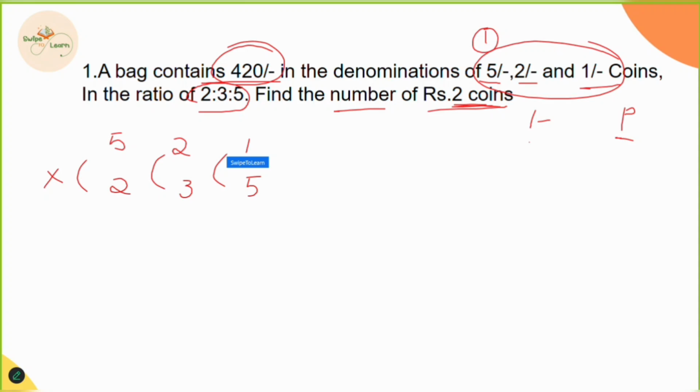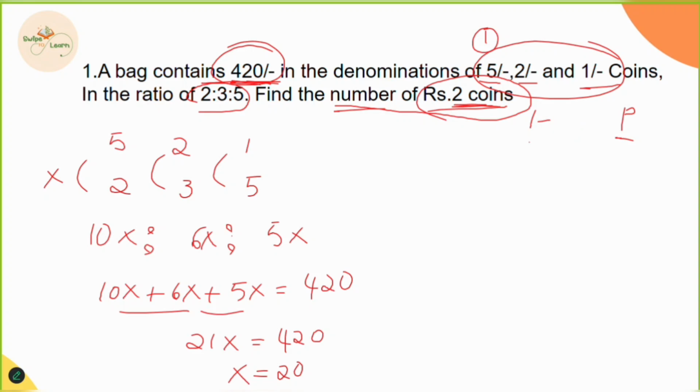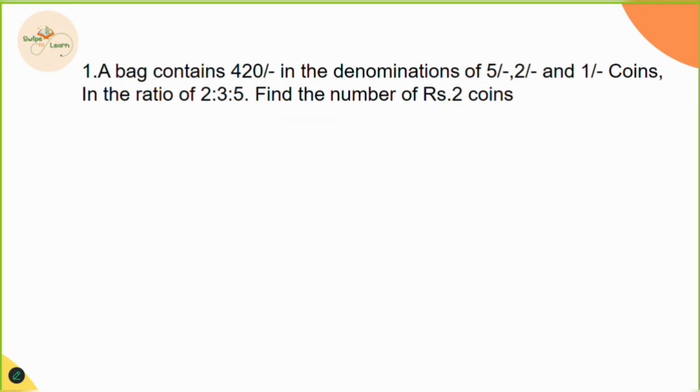We just simply multiply them. 5 2s are 10, 3 2s are 6, and 5 1s are 5. So these are the ratios. For the ratio, we'll just add x. So 10x, 6x, 5x. And they're saying that the bag contains 420 rupees, which means the sum of 10x plus 6x plus 5x becomes 420. So 10 plus 6 is 16, 16 plus 5 is 21. 21x equals 420, which means x equals 20. They're asking us to find the number of 2 rupee coins. We know that 2 rupee coins are in the ratio 3. So 3 into 20 becomes 60. Therefore, there are 60 two-rupee coins in a bag which contains the total amount of 420 rupees.